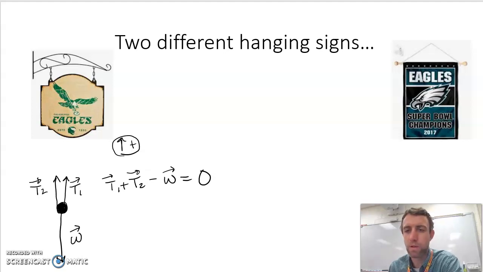If we had numbers, we could plug those in. Let me do this sign. So this sign's a little bit different. We have two pull forces. Now this one's a little strange because of the angle. So maybe we'll do this.